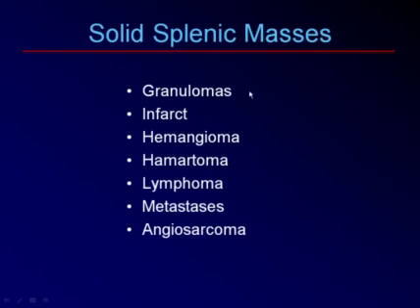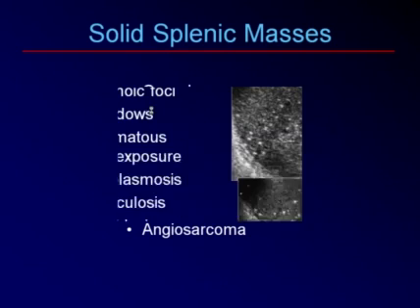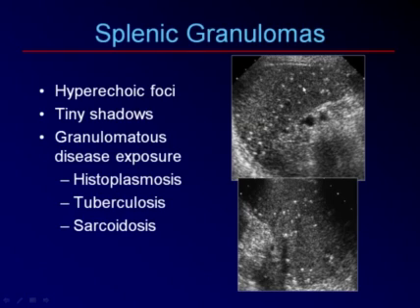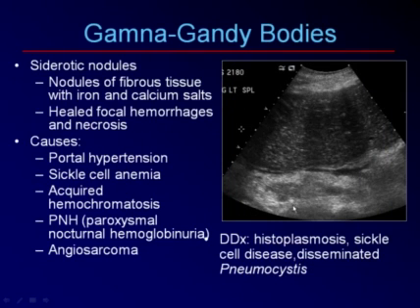When we talk about solid splenic masses, again, we have a list of things. The most common thing would be little granulomas. These are little calcified granulomas, echogenic spots and dots throughout the spleen. Tiny little shadows can be demonstrated coming from these, and these usually are due to granulomatous disease, exposure to histoplasmosis, in some areas tuberculosis, and think of sarcoidosis.